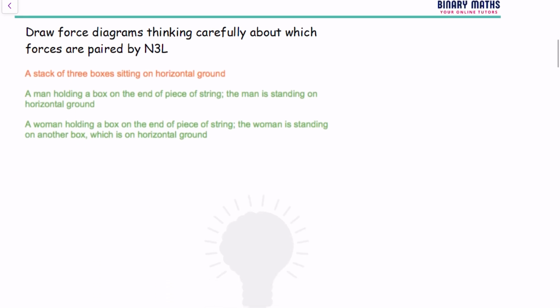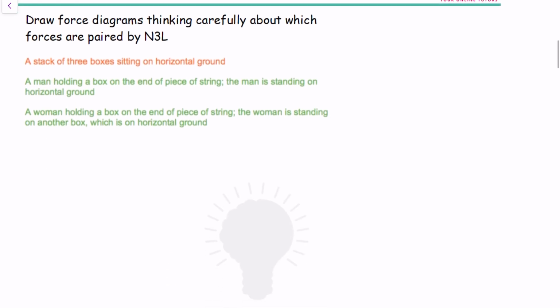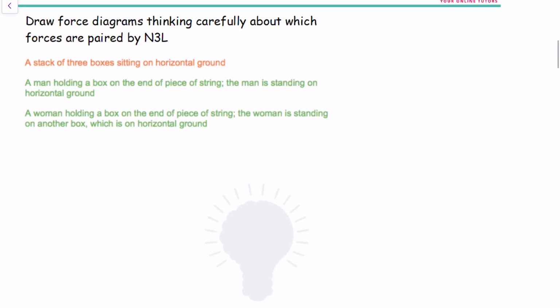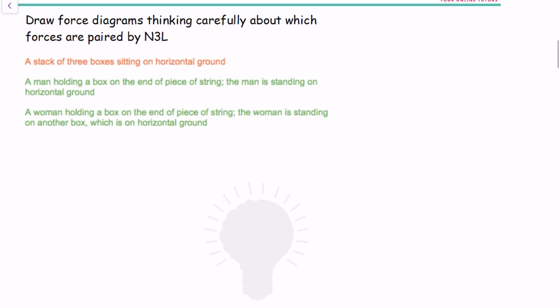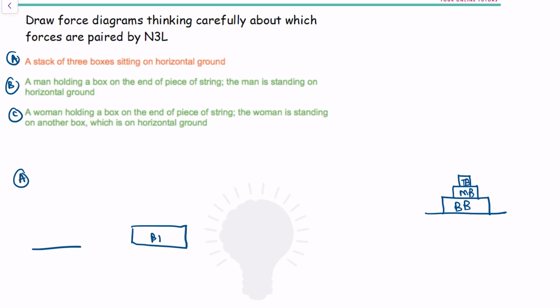Okay, draw force diagrams thinking carefully about which forces are paired by Newton's third law. A stack of 3 boxes sitting on a horizontal surface. Let's call them A, B, and C. In this first scenario, we've got horizontal ground, we have the bottom box, the middle box, and then the top box. So we have ground, bottom box, middle box, and top box.